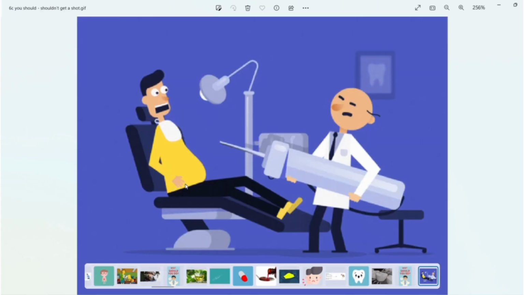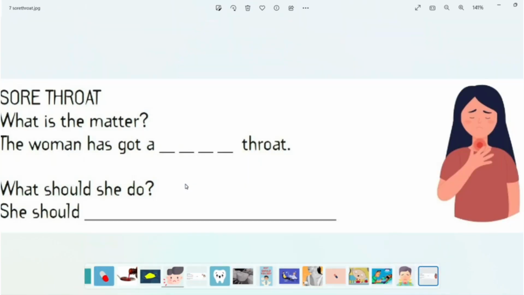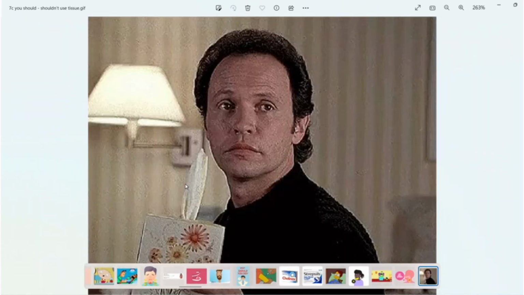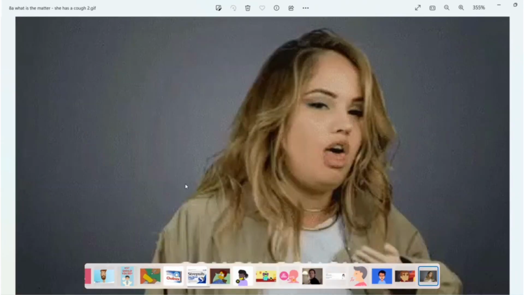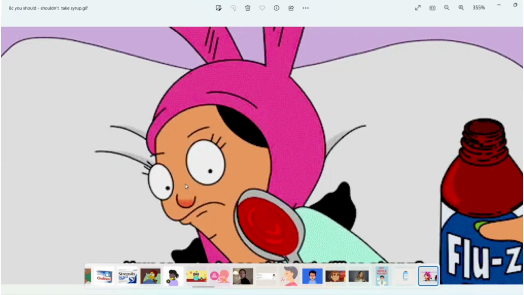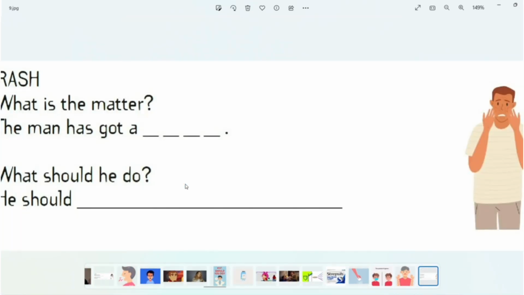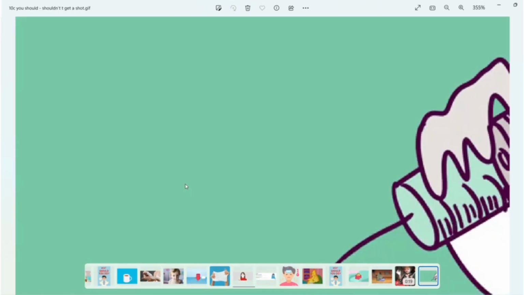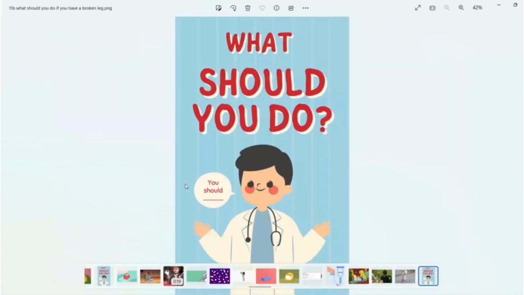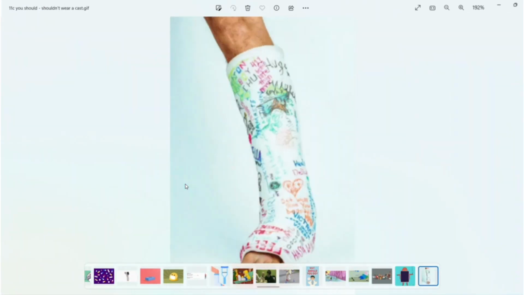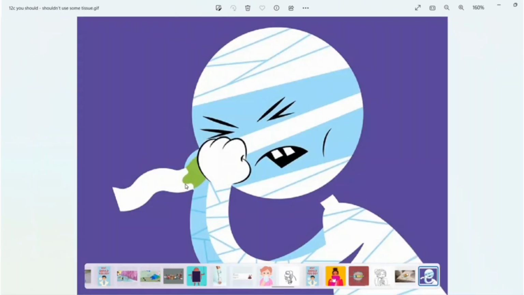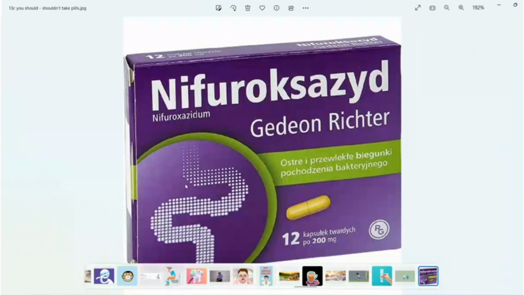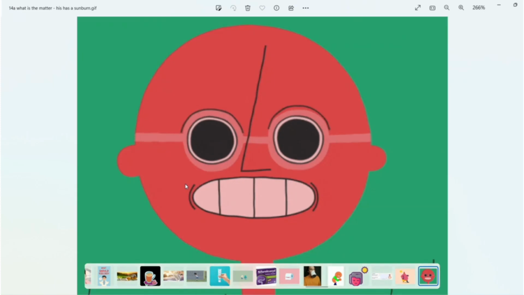Or if you have a toothache, should you go to the dentist, or should you put some cream on your face? So the whole unit will just be focusing on should and shouldn't, and what are the best solutions if the person has all these ailments. So we will cover different types of ailments, from rashes to fever to broken legs to colds, and let's see what we have here: diarrhea. We'll try to cover as much as possible.